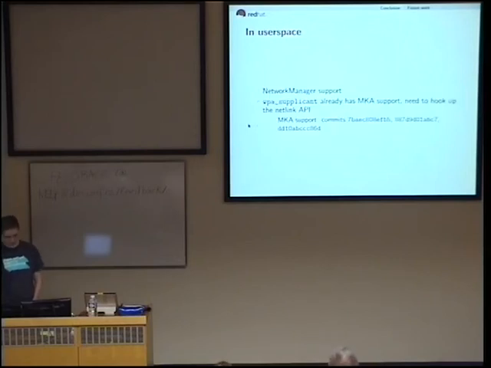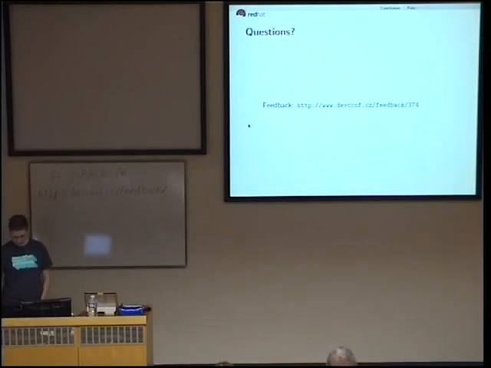In user space, for now, I only have ip route support, but NetworkManager support would also be interesting. And wpa_supplicant already has MKA, so MACsec Key Agreement support, but you cannot yet use it to configure the Linux kernel implementation. That's something we'll do soon. And if you have any questions, please.